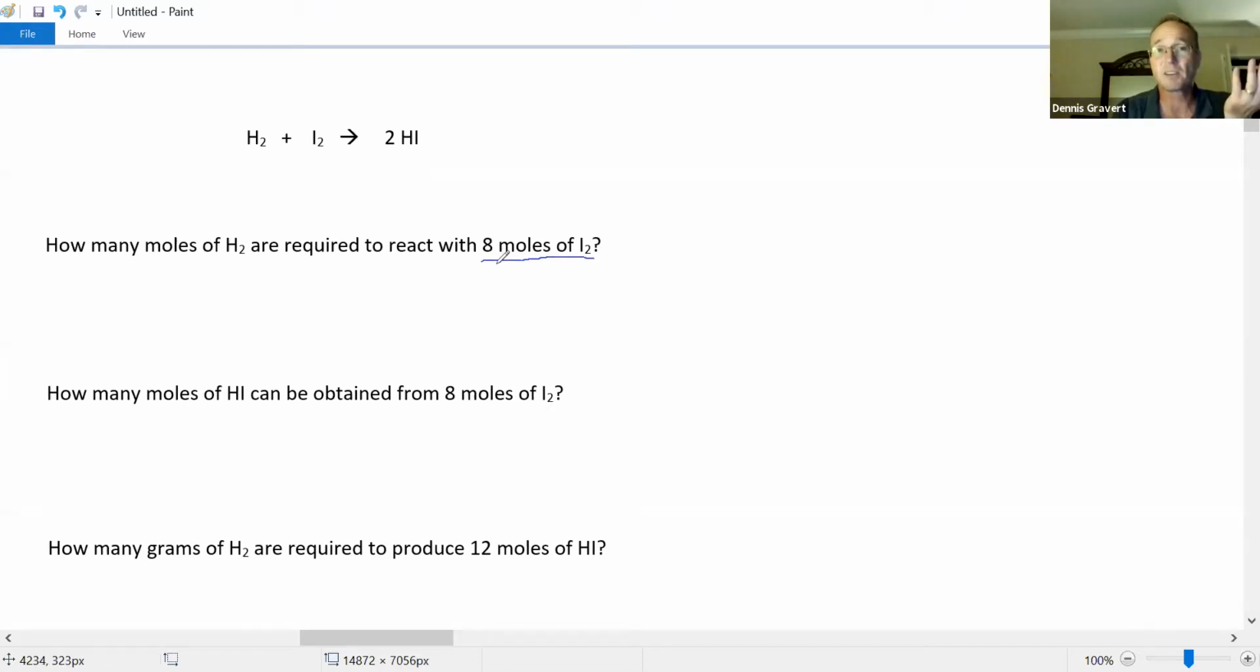So if I got this beaker with 8 moles of I2 in it, how many moles of hydrogen do I need? Well, look at the recipe. It says that 1 I2 molecule needs 1 H2 molecule. So it's pretty straightforward. If you have 8 of these, you need 8 of those, and you're going to make 2 times 8, which is 16. You basically just scale up your recipe.